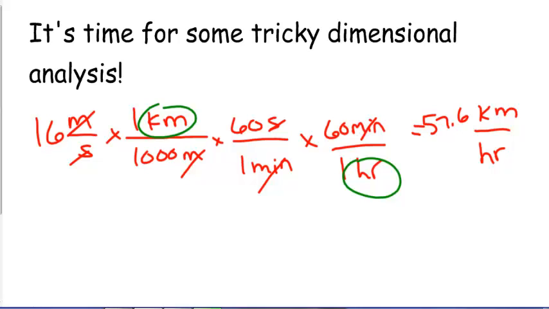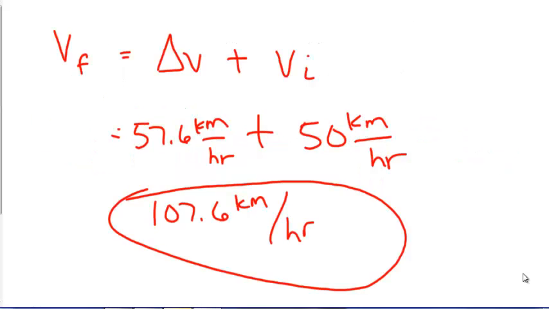It's been a long one. I know you might have had to use extra paper. That's okay. Hopefully you're understanding the procedure though. Okay, so now that we have it in kilometers per hour, we're ready to finish the problem. So remember, we have final velocity is equal to change in velocity plus initial velocity. Final velocity in kilometers per hour is 57.6 plus our initial velocity is 50. When we add those together, we get 107.6 kilometers per hour. And that is your final answer.